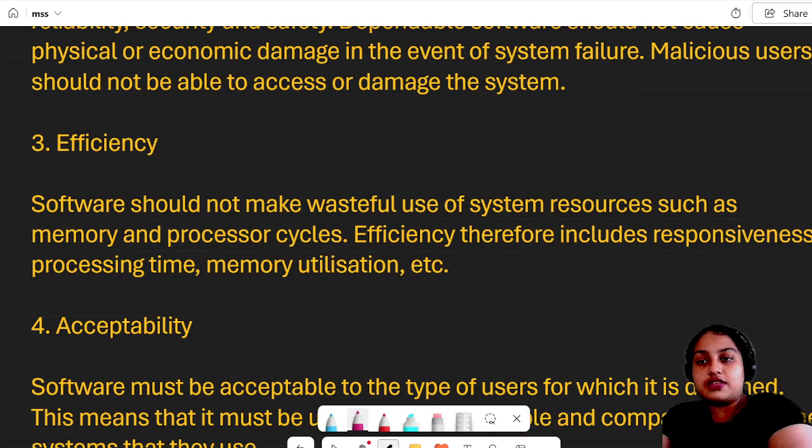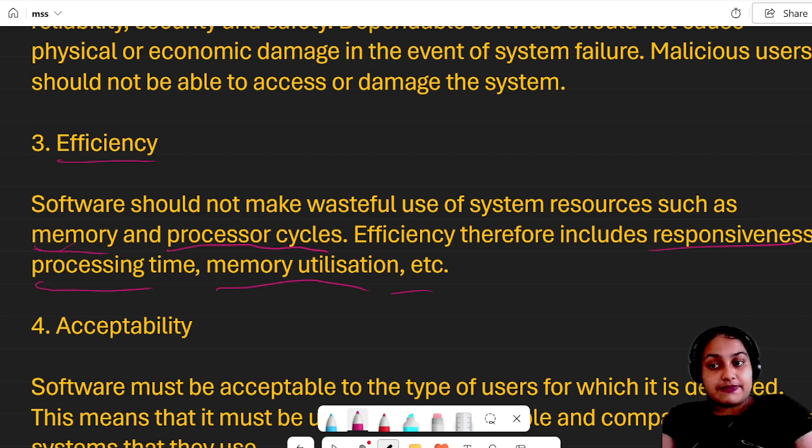Then comes efficiency. We have resources, but we do not have a lot of resources, right? So these resources should not be used in a wasteful manner. Software should not make wasteful use of system resources such as memory and processor cycles. In terms of software, memory and processor cycles are our resources. So efficiency includes responsiveness, processing time, memory utilization, so many things inside. So that is about efficiency.